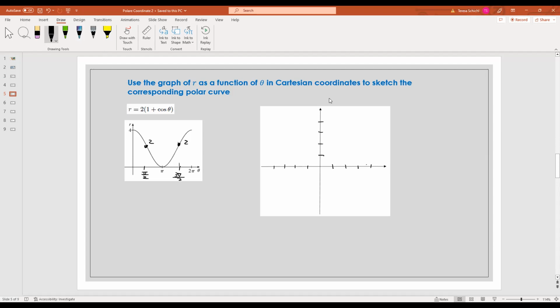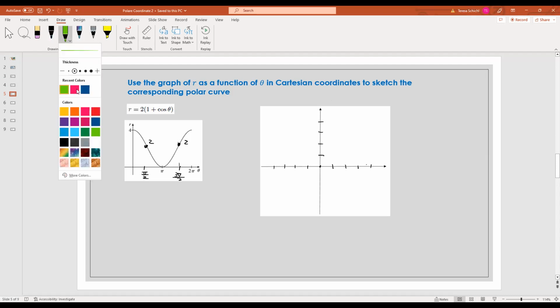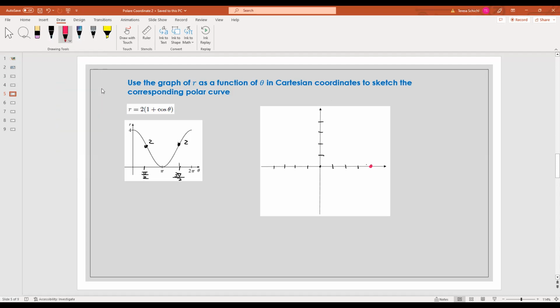So when theta equals 0, I'm starting here. I have a 4 here. And then my distance will continue going down, right?